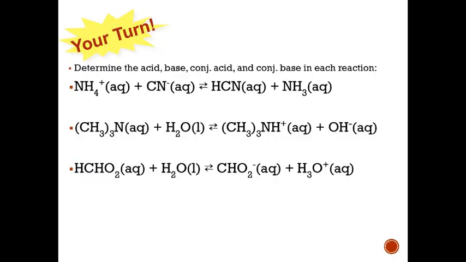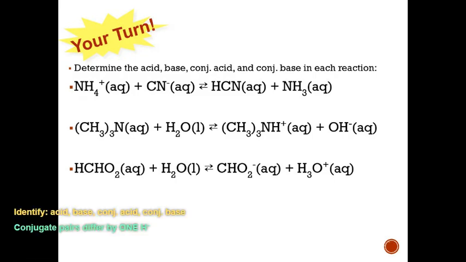Now it's time to practice. Look at each reaction and identify the 4 key players. In the first reaction, NH4+ donates a proton to become NH3, so NH4+ is the acid and NH3 is its conjugate base. Meanwhile, CN- accepts that proton to become HCN, making CN- the base and HCN the conjugate acid. Apply this same logic to the other two reactions. Remember, the acid is always on the left side losing a proton, and the base is what accepts it. Look for which species gains or loses one hydrogen and one charge to find conjugate pairs.